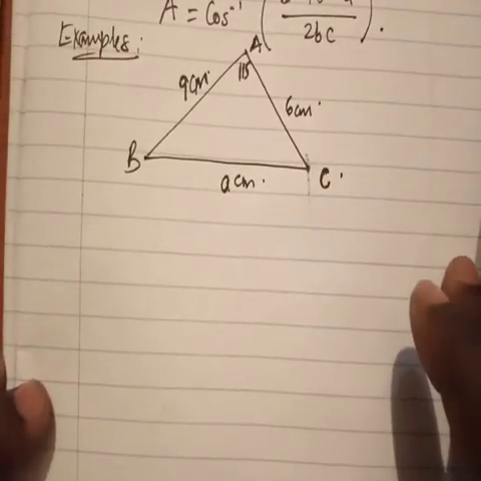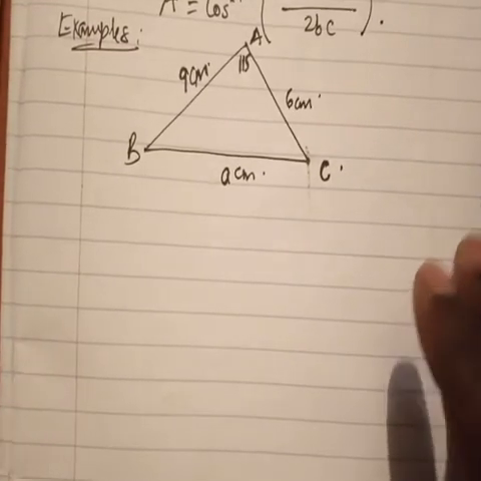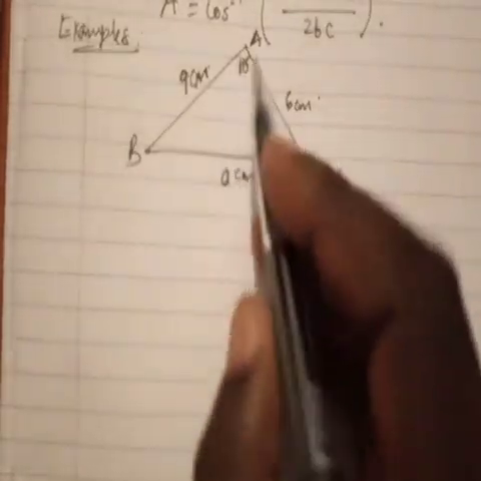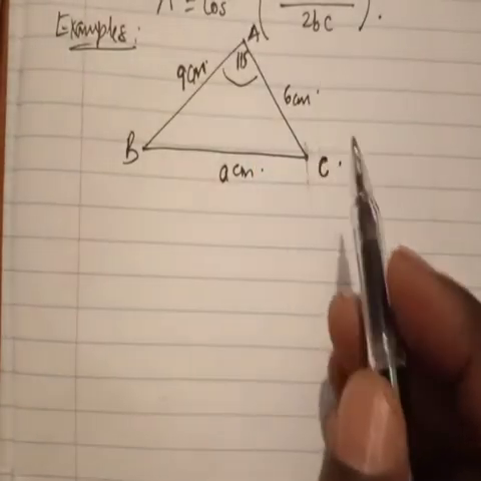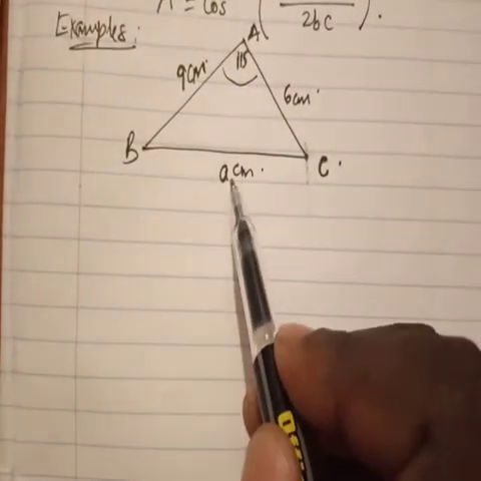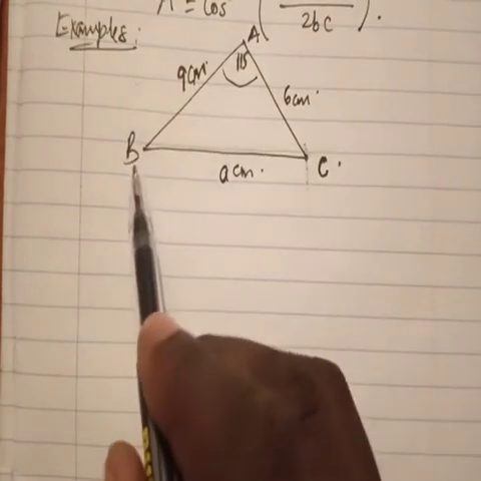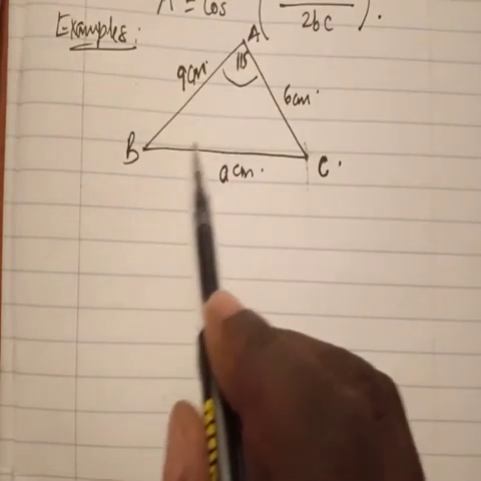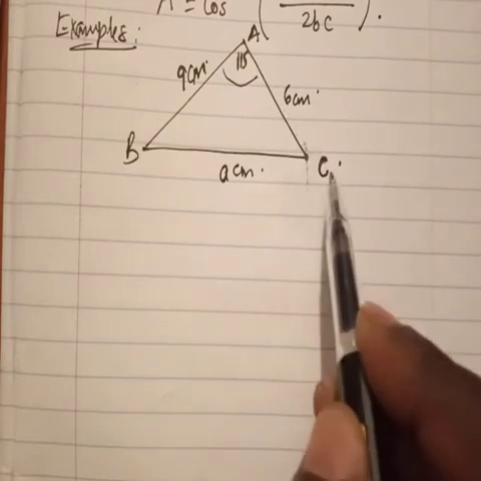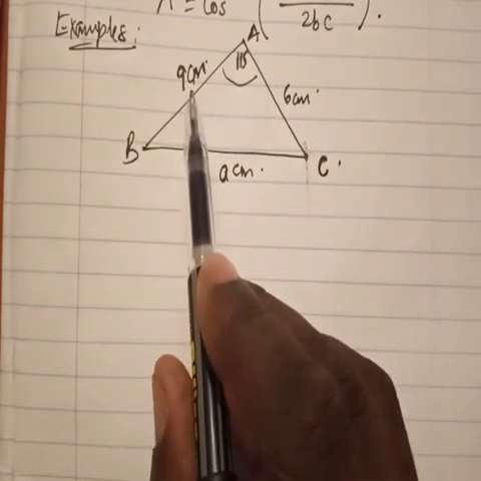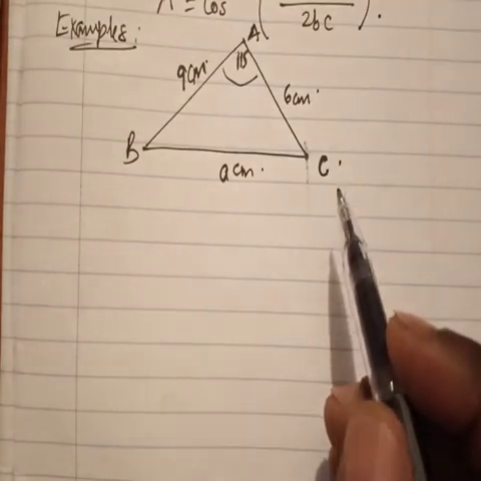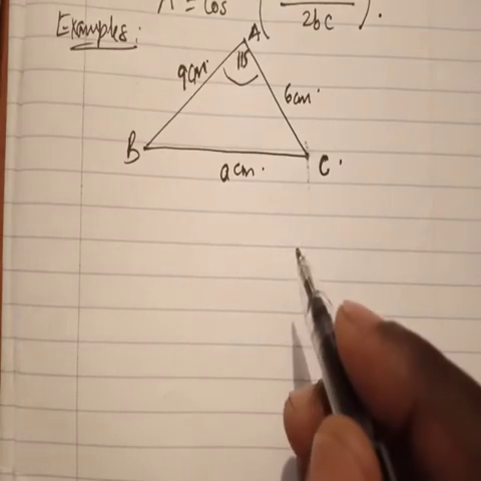So in this example, we have this triangle ABC. Angle A is 115 degrees. There is this side a. Of course, when we have vertex A, the opposite side is small a. When we have vertex B, the opposite side is small b, which is 6 centimeters, and this is side c, which is 9 centimeters. And we are told to find a to 3 significant figures.